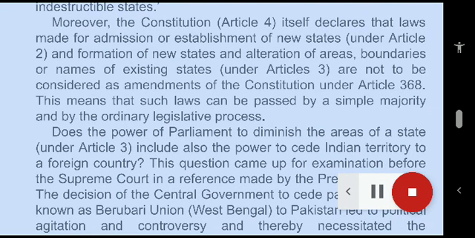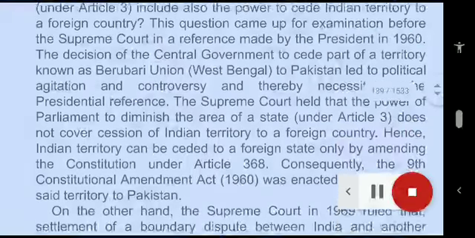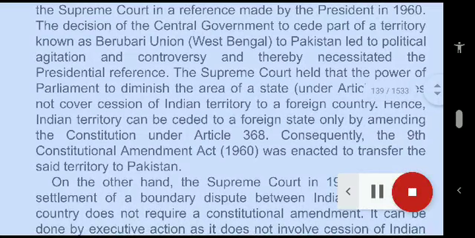Does the power of Parliament to diminish the areas of a state under Article 3 include also the power to cede Indian territory to a foreign country? This question came up for examination before the Supreme Court in a reference made by the President in 1960. The decision of the central government to cede part of a territory known as Berubari Union, West Bengal, to Pakistan led to political agitation and controversy and thereby necessitated the presidential reference.